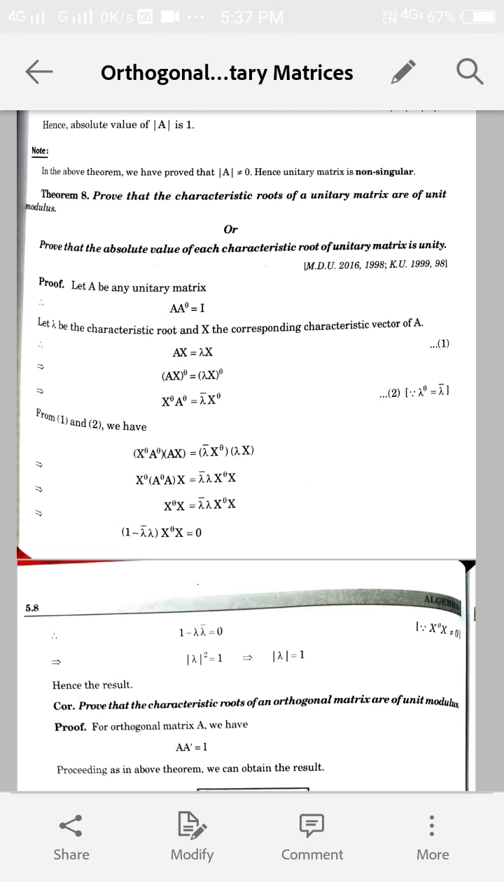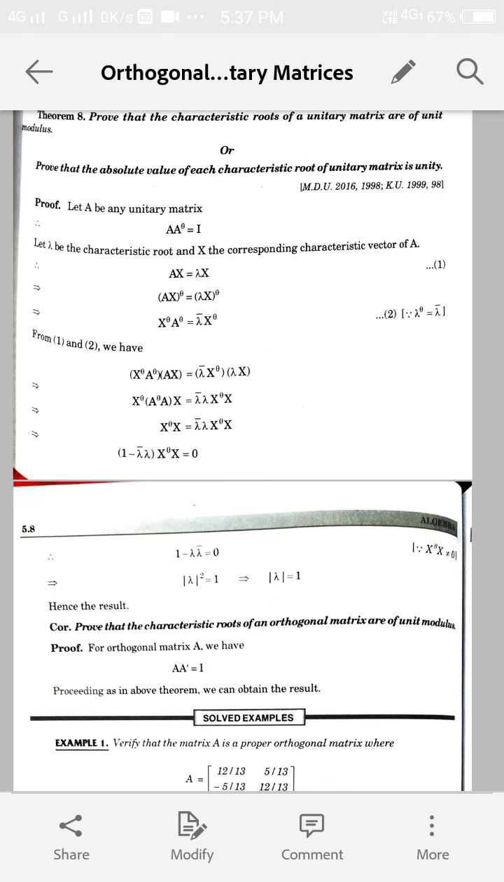So lambda into lambda bar will be equal to 1, and from here we can write mod lambda square will be equal to 1, or you can say mod lambda, that is the absolute value of lambda, will be equal to 1. And this was the result that we had to prove.